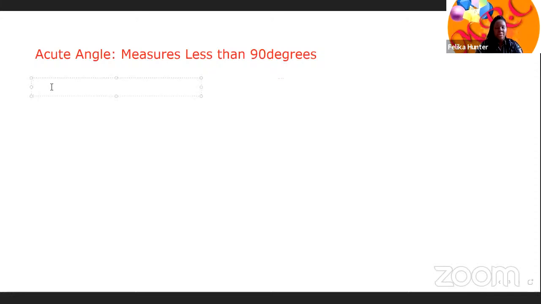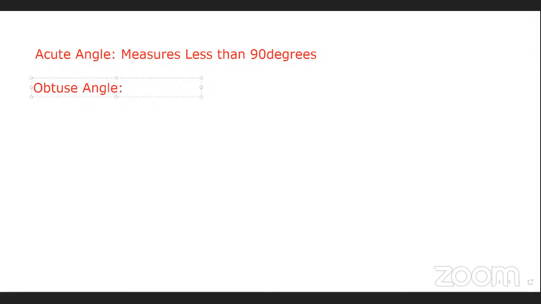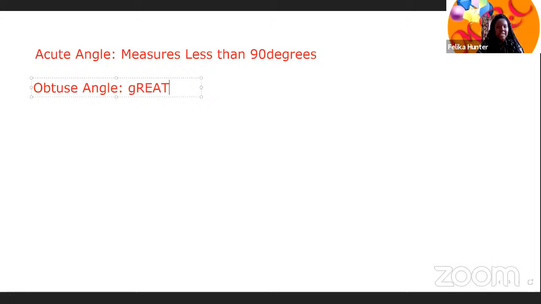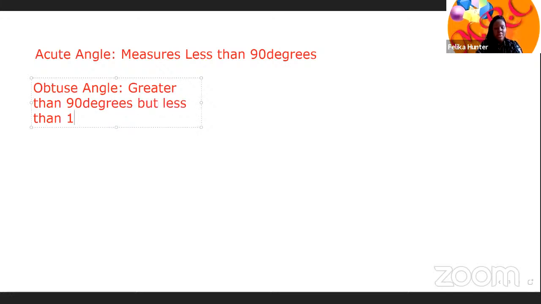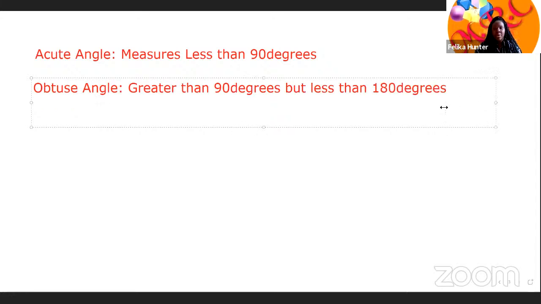All right, the next one, obtuse angle. It's greater than 90, but less than 180. All of this should be in our books now. Greater than 90 degrees, but less than 180 degrees. Good. Please use the degree symbol. I'm not seeing the symbol coming up on mine, so I'm just using the word.